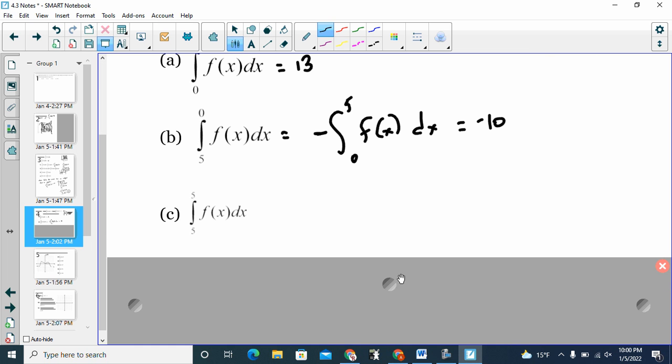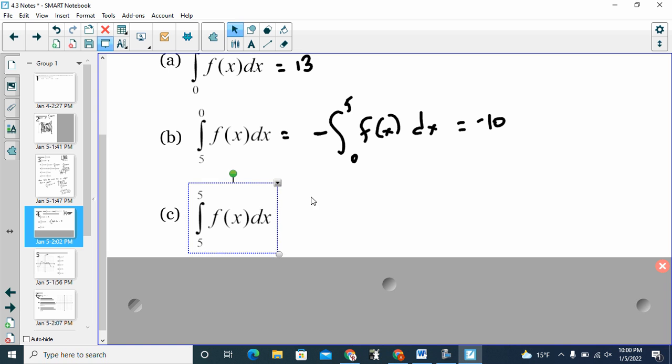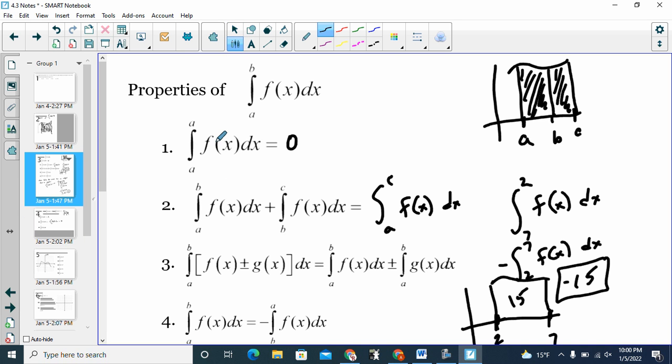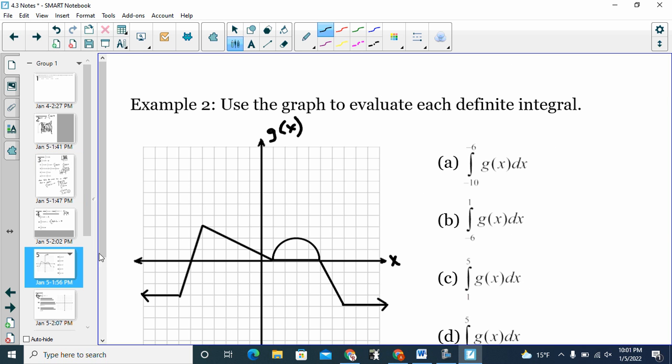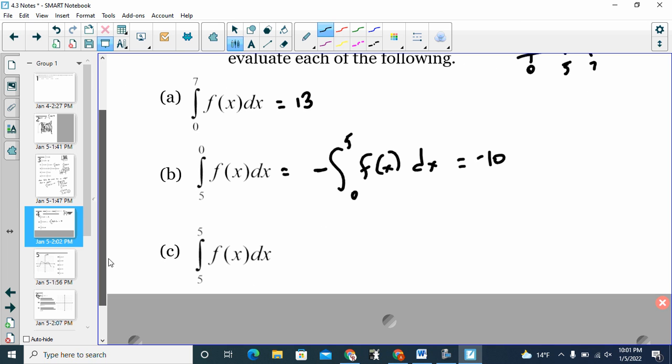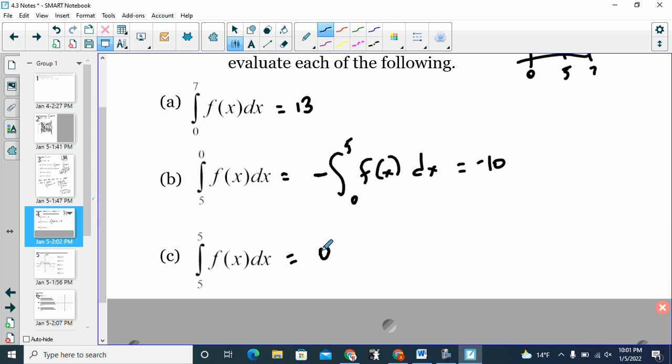Part C asks for the integral from 5 to 5 of f of x dx. That is using the very first property we looked at here. If the two bounds are the same, top and bottom bound, the area from 5 to 5, there's no area if I don't go to the left or right at all.